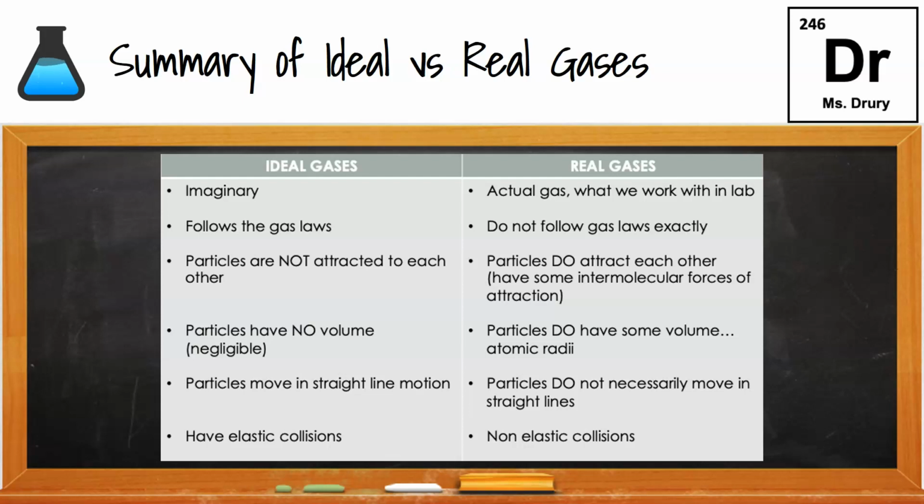In ideal gases, the particles move in straight-line motion. That's true for real gases too. They do move mostly in straight lines, but sometimes they can look like they curve because they can be bombarding into other things. And ideal gases have elastic collisions. They transfer energy, but energy is not lost or gained. In real life, we have things like friction that take away some of the energy, but we're going to ignore that.